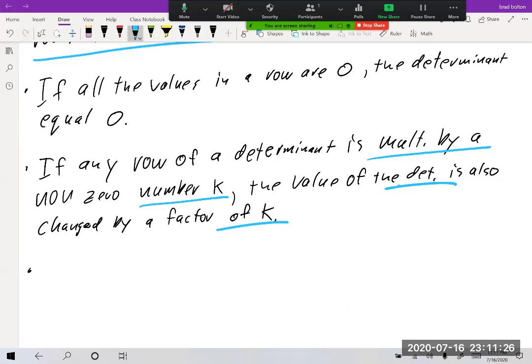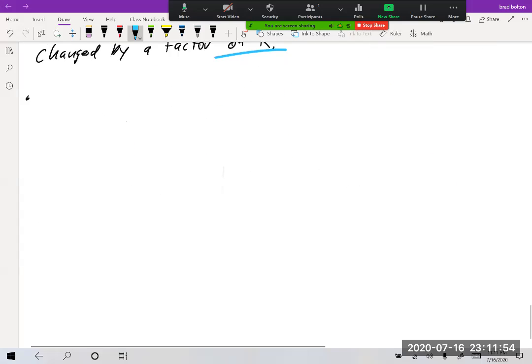Now, the third row operation says that if you have a row and you add a multiple of another row to it, that's the third row operation. Well, that one turns out to do nothing. That one actually does nothing to the determinant. So by doing that, the value of the determinant remains unchanged. So even though it's the most complicated of the row operations, it actually does nothing to the determinant. Okay, so that's definitely something that you want to keep in mind.